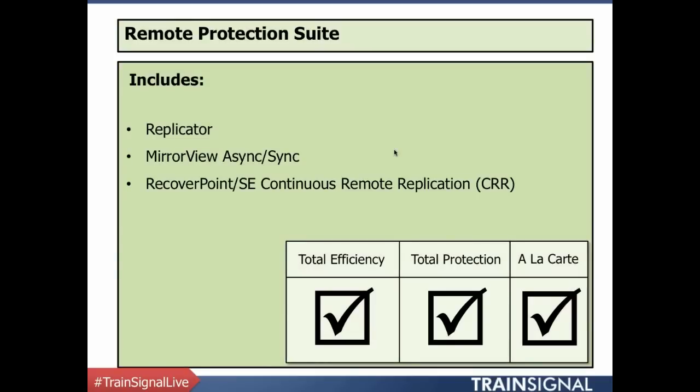Remote protection, two things that were added here outside of RecoverPoint are Replicator. So VNX Replicator will give you the capability to remotely or locally replicate your file data, so your CIFS and NFS data. Back to the block side, if you wanted to, you could use MirrorView, either async or sync. Like I said, most R&D and most focus within EMC is put on RecoverPoint at this point, but MirrorView has been around for years. It's a mirroring technology. It does work great. Not nearly as robust as RecoverPoint, but you do have that option because it is inherently cheaper than RecoverPoint. Remote Protection Suite is part of the Total Efficiency and Protection packs and a la carte.